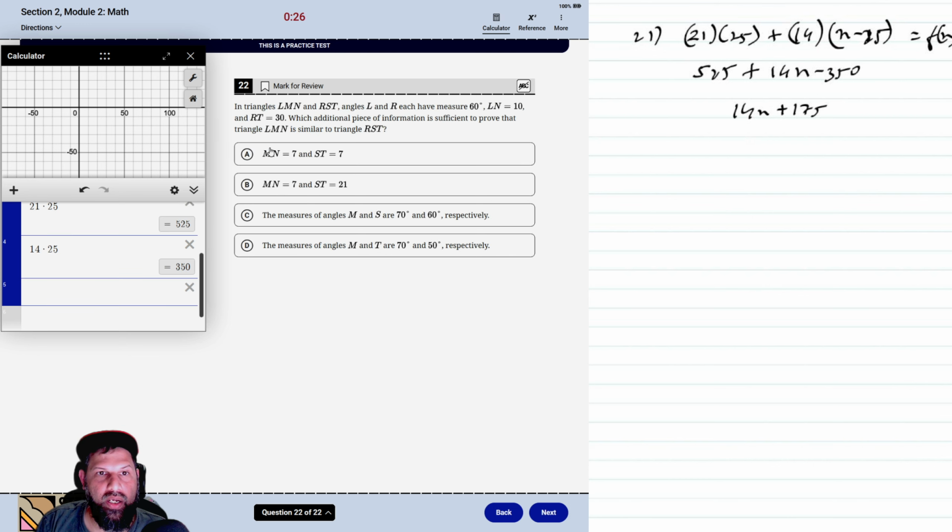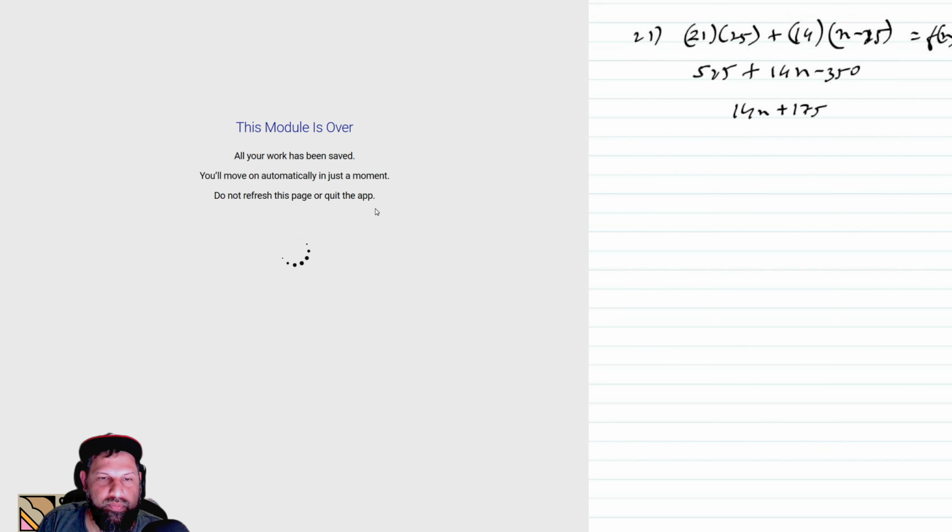The last one is you have triangles LMN, RST. Angles L and R each have measure 60 degrees. LN equals 10, RT equals 30. Which additional piece of information is sufficient to prove that LMN is similar to RST? MN and ST cannot be the same. MN and ST could be 7 and 21, but the measures of angle MNS, okay.